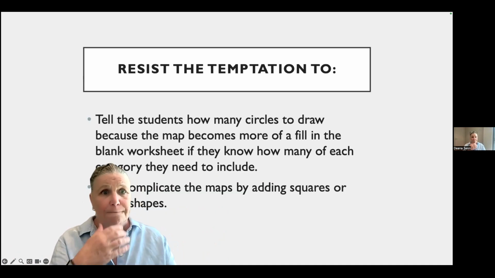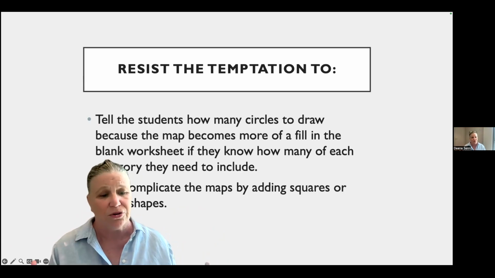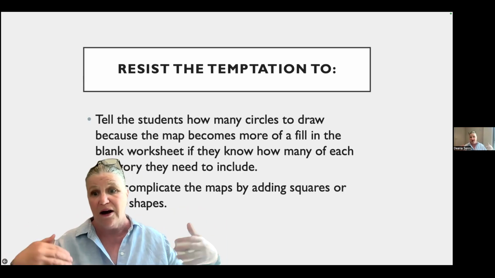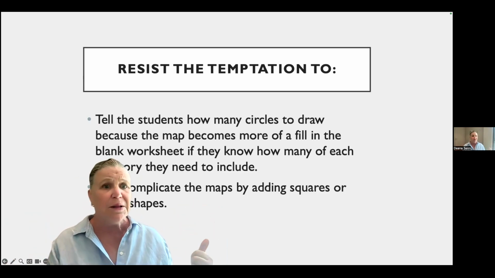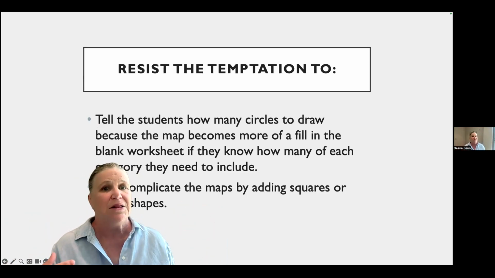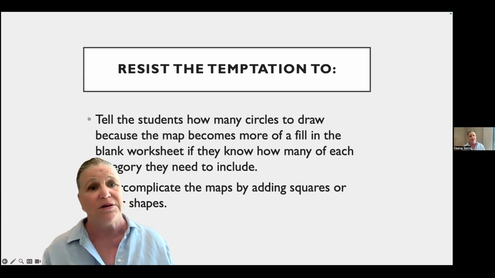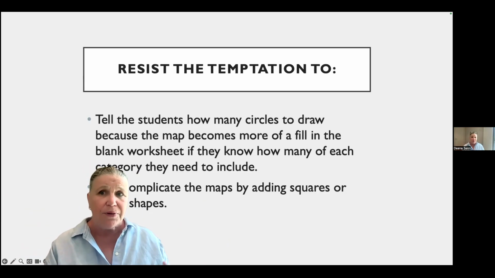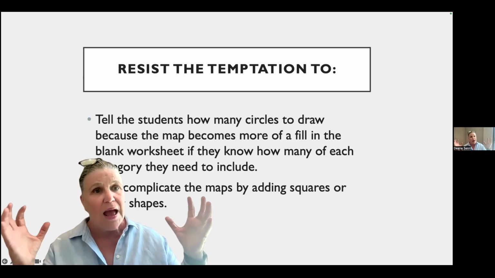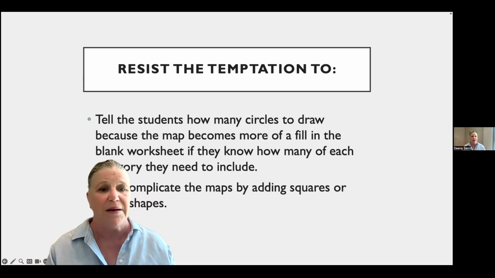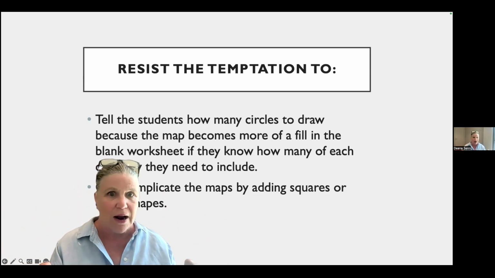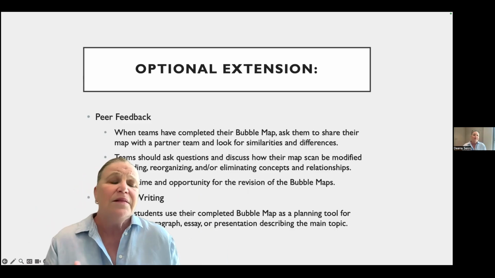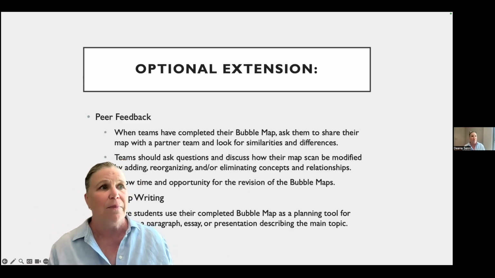Some things to avoid. Avoid telling your students how many circles to draw, or you're back to the beginning of fill in the blank. And then don't overcomplicate the map by adding squares and other shapes, especially in the beginning. If students want to do that, that's on them, but you want it to be as simple as possible in the beginning so that the student energy is spent on analysis level activity, not on trying to make sure they've used the right shape.